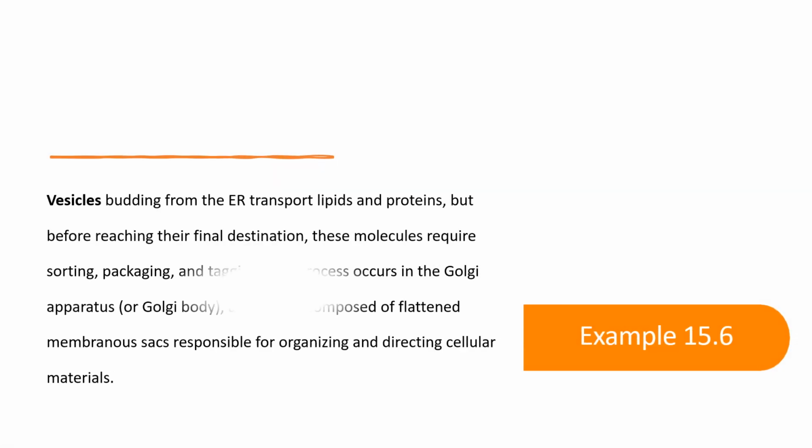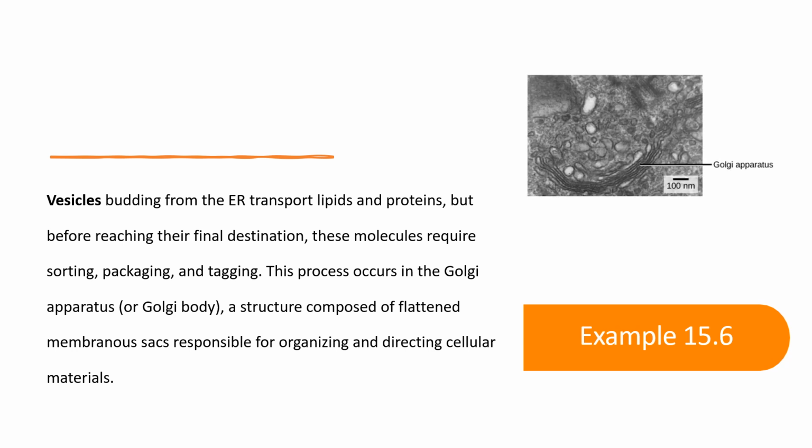Vesicles budding from the ER transport lipids and proteins, but before reaching their final destination, these molecules require sorting, packaging, and tagging. This process occurs in the Golgi apparatus, or Golgi body, a structure composed of flattened membranous sacs responsible for organizing and directing cellular materials. The Golgi apparatus has a cis face near the ER and a trans face on the opposite side.